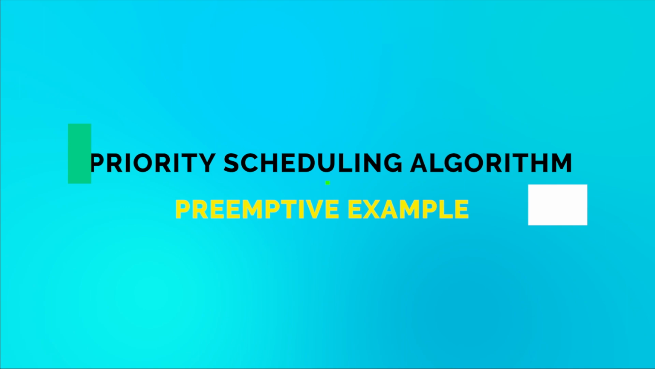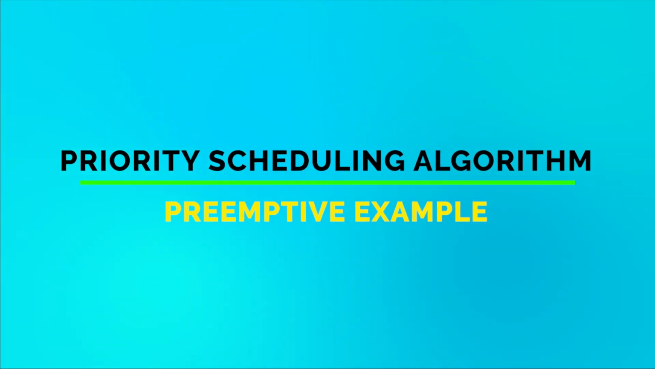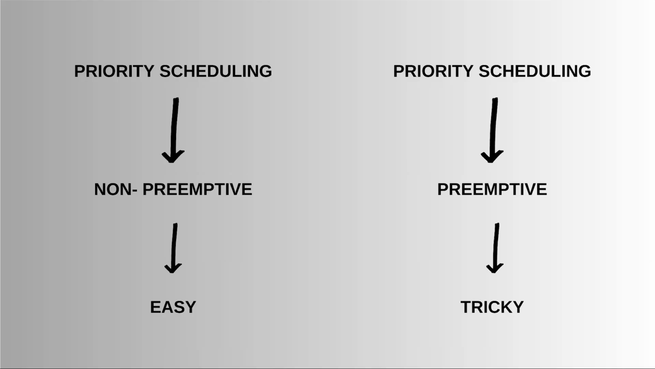In this video, we are going to discuss a preemptive example in priority scheduling algorithm. This is slightly different and difficult, so make sure you concentrate completely. This is the 27th video in the series of operating system, so if you haven't watched my previous videos yet, make sure you watch them. In the previous video, we discussed priority scheduling algorithm in the non-preemptive way, which is much easier than this, but this is going to be a bit tricky. So without any further delay, let's get started.